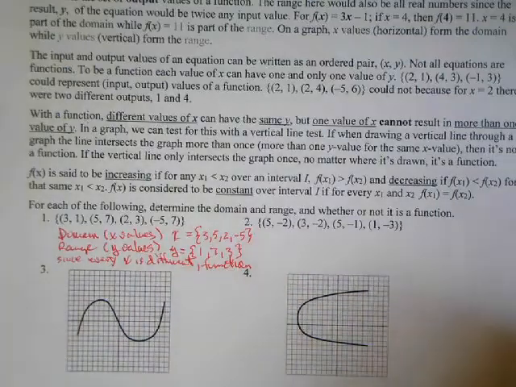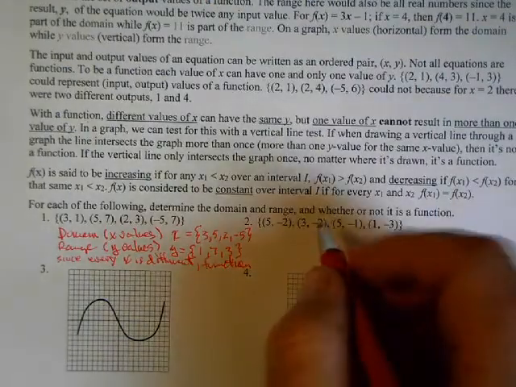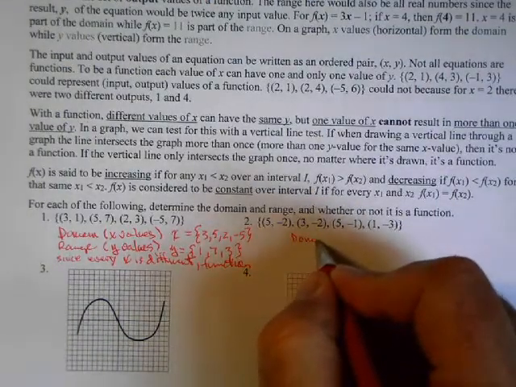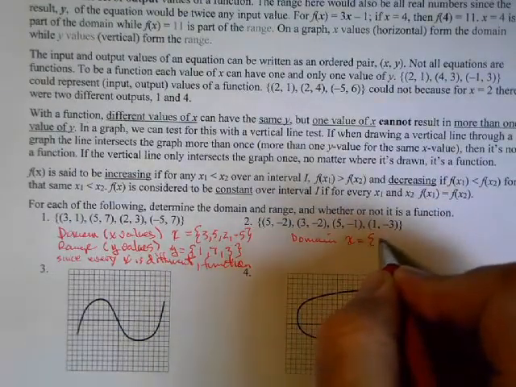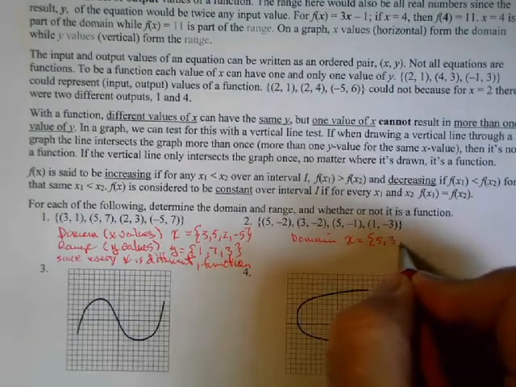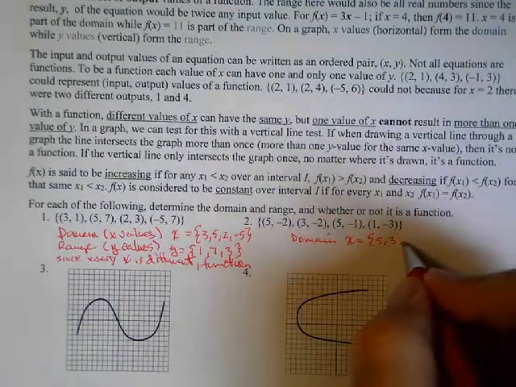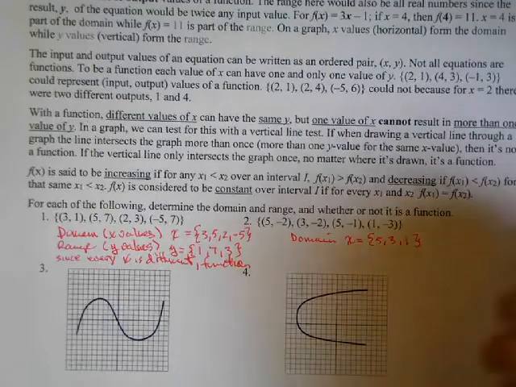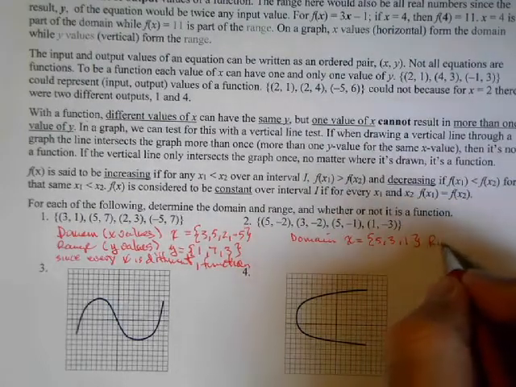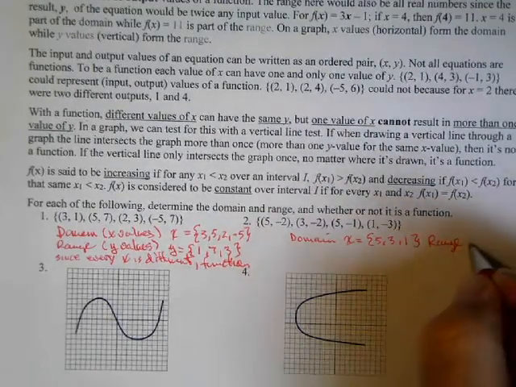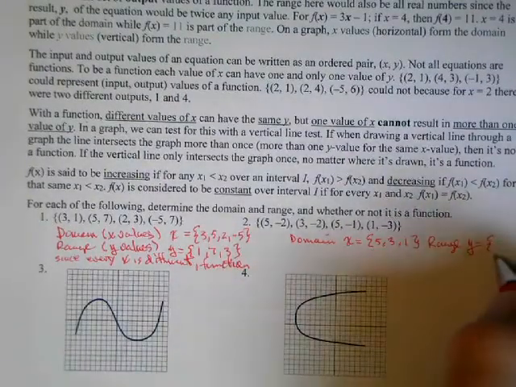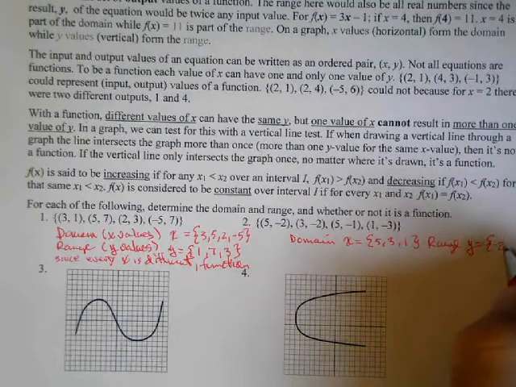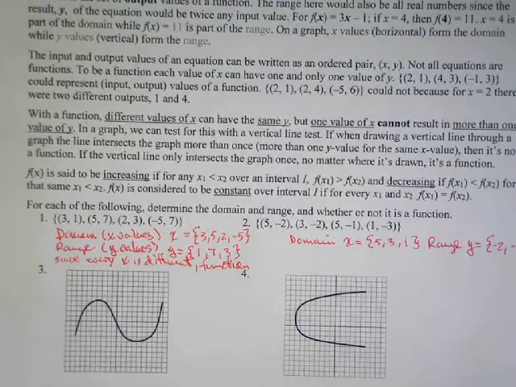Now, another group in number 2, and so again, our domain, the x's, and so I have 5, 3, I have 5 again, and a 1. The range, well, that's the y's, and I have -2, -1, -3 as the second numbers in each ordered pair.